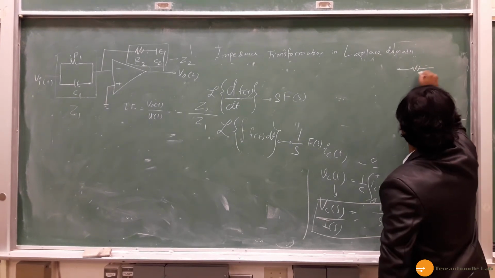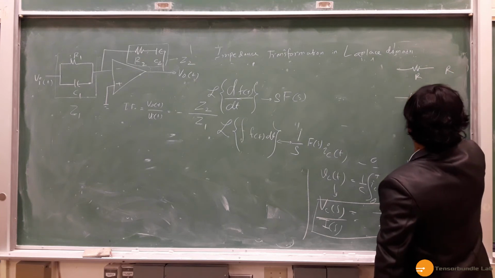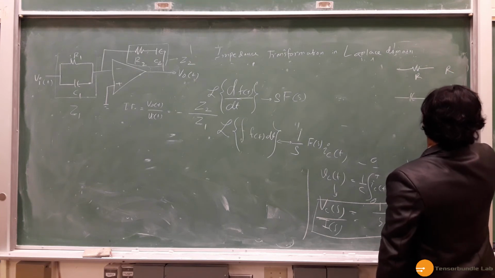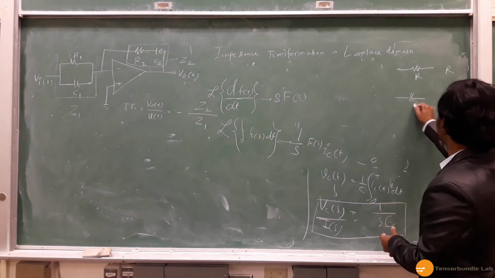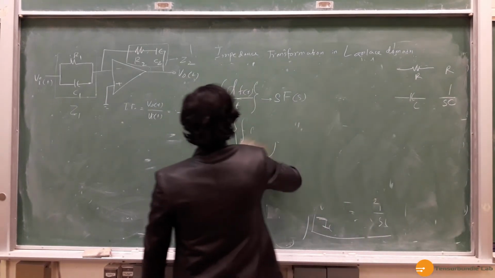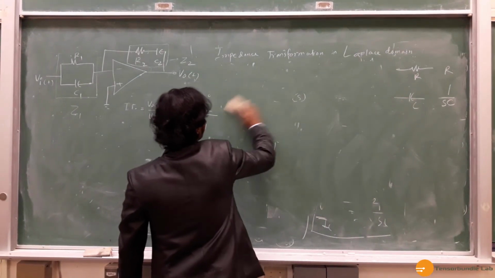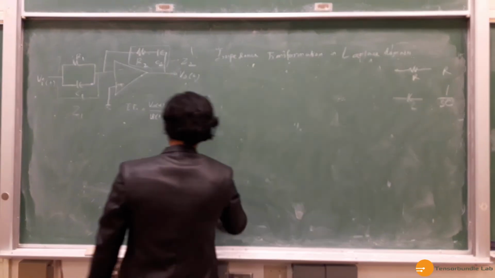So for resistance, it's a simple R in the S domain. For the capacitor, the impedance was 1 over S of C. Alright? Now let's talk about the inductor. What would be the impedance of an inductor in the S domain?